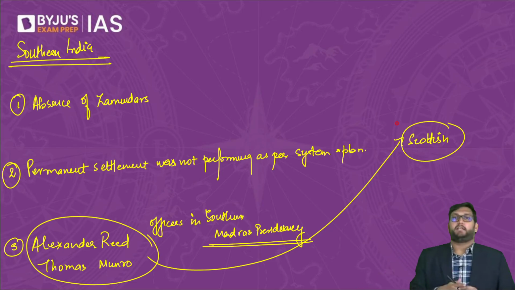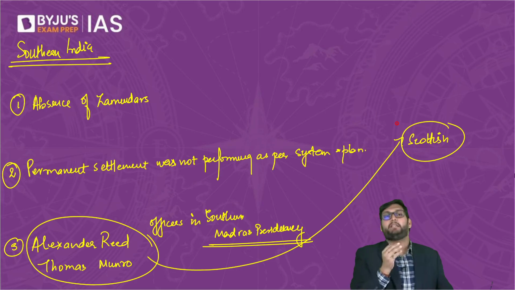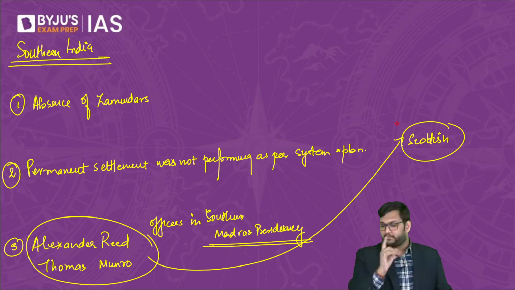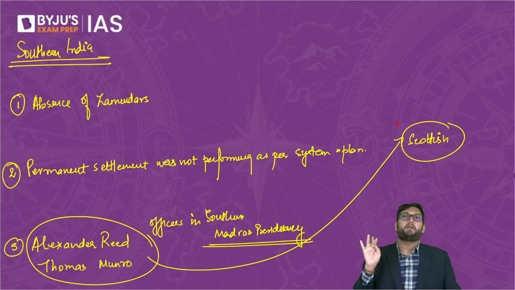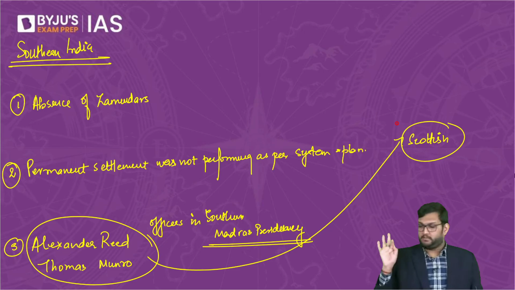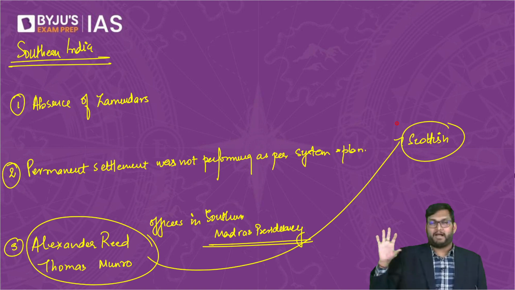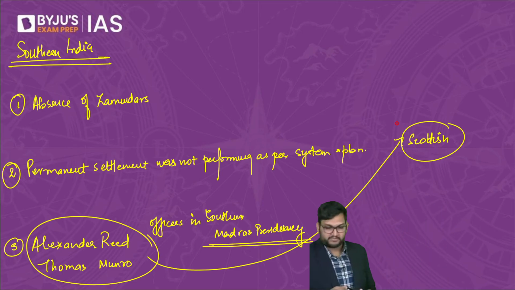England is not one. The United Kingdom, how many countries or how many regions are there together in United Kingdom? 4. England, Scotland, Wales, Northern Ireland. So very simply, they come from Scotland, which was conquered by the British, part of the United Kingdom. They are Scottish officers.